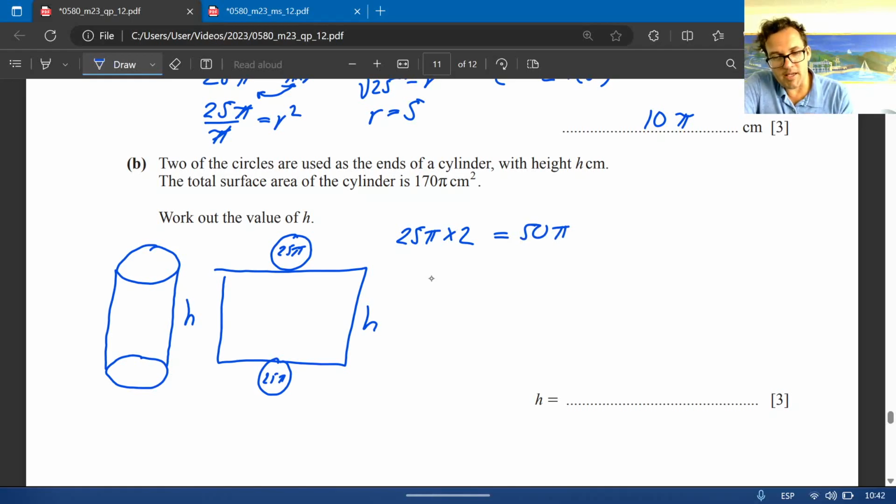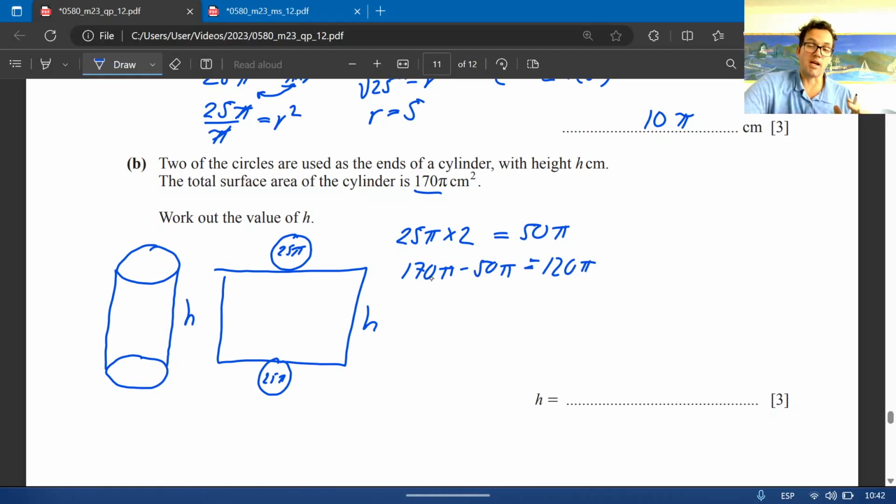The whole thing is 170 pi, so we subtract those 50 pi. Damn it, man, we need to go to the bakery and eat pies. We subtract the two circles, and we get the curved side of the cylinder, which if you unfold is a rectangle. It's got an area of 120 pi. Good. Okay.